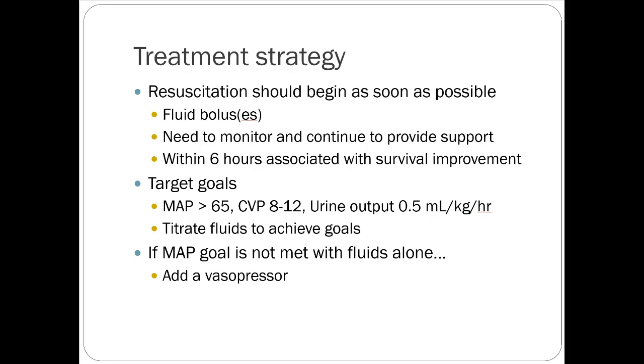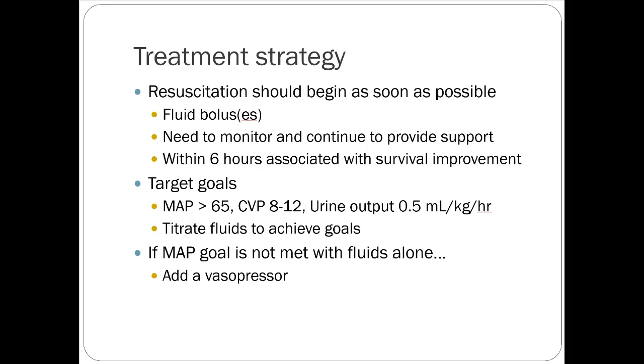Okay, so we always do our fluid boluses first, monitor, continue to provide support, and then usually if you give fluids within 6 hours of a shock type scenario that requires fluid replacement, so septic shock, cardiogenic shock may or may not, it really depends on how the person presents. Somebody could present in a dry state with sort of a hypovolemic plus cardiogenic picture, so you could get something like that, and you just want to manage whatever you think is most critical at the time.